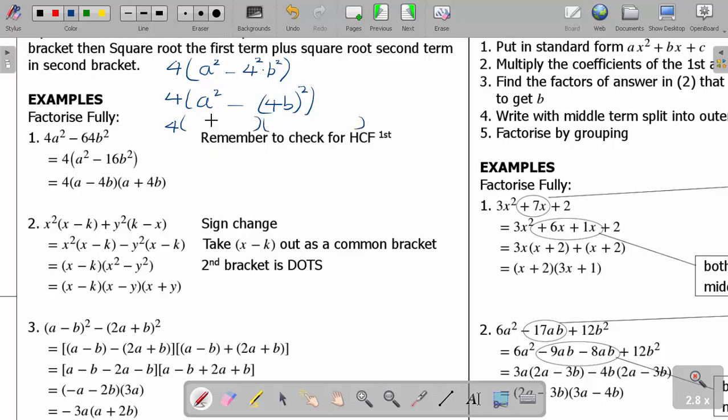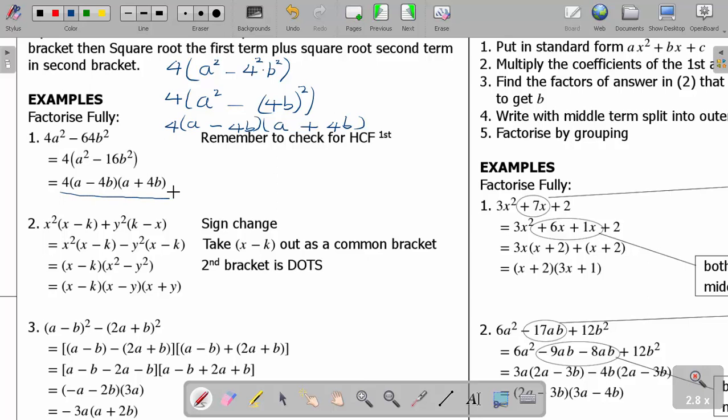So the square root of a squared gives us a. The square root of 4b squared gives us 4b. So we can say a minus 4b. What about here? It's going to be a plus 4b. A plus 4b, that's our answer there. That's how I got this answer here, guys. Hope we are together now.